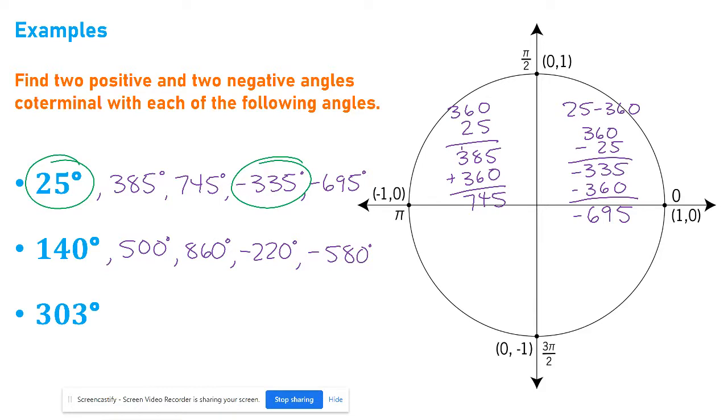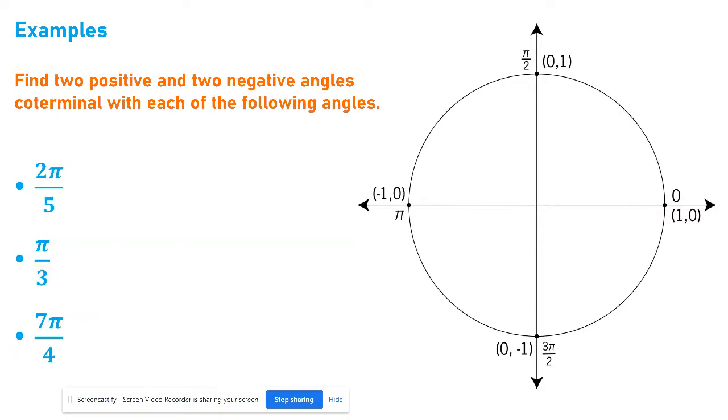Because the idea is one of them is going clockwise, one of them is going counterclockwise, but they meet in the same spot. So together they make one full rotation. So same thing with 140 and negative 220. If you take the absolute values and add them together, you get 360.